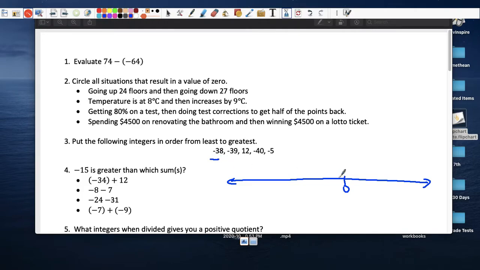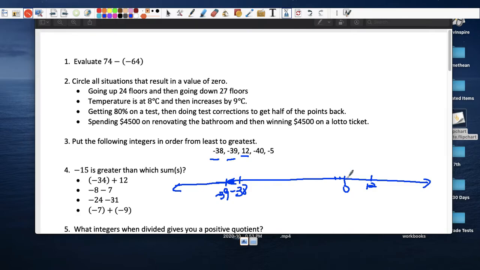If that's 0, that would be -1, -2, -3, and you keep walking and keep walking. -38, let's just assume it's over here, right? -38 is over here, -39, and let me extend this number line a little bit more. -39 will be to the left, right? Well, these two are placed. 12 would be to the right of 0, somewhere around here.